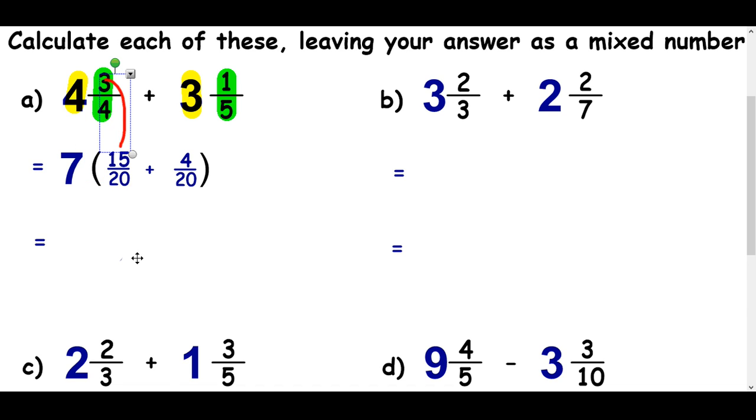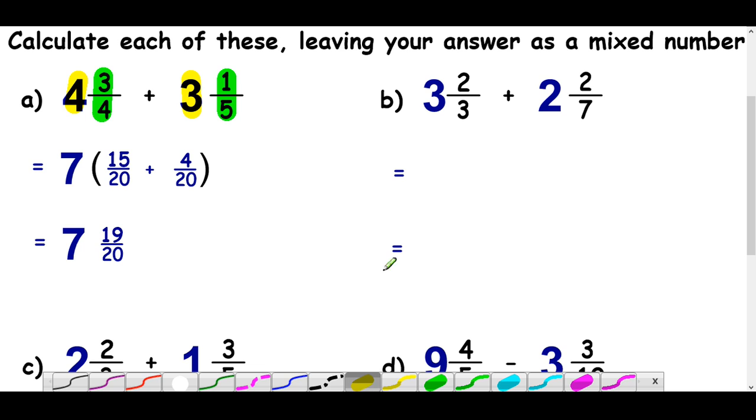Now that you've got that, you can pretty much go straight into the answer. So I know it's 7 and something. I've got 7, and I add these 2 parts and I get 19 over 20 and I'm done. Right, let's move on to the next one. It's exactly the same idea.